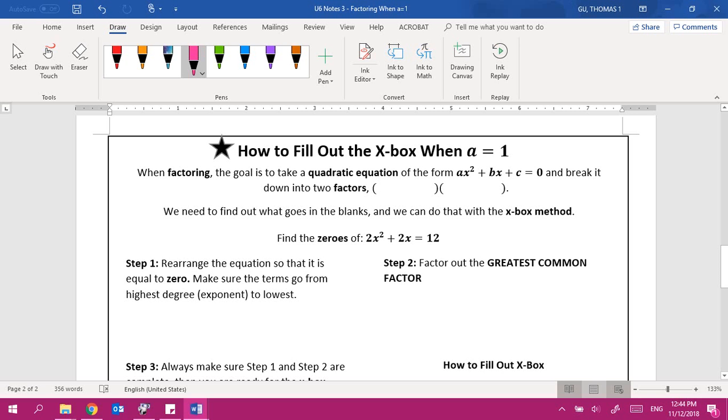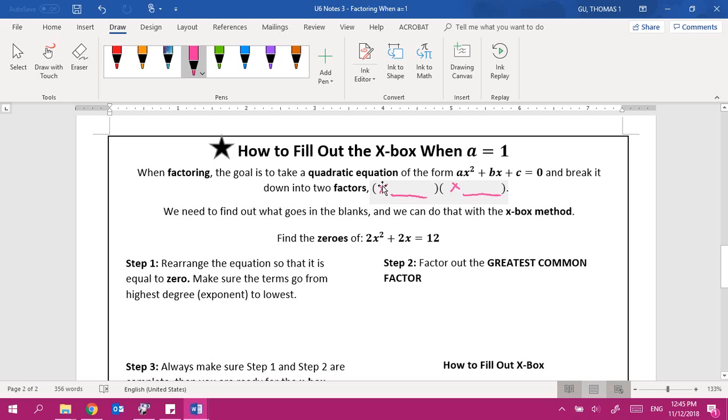Notice how the notes say when a is 1. This only works when a is 1. But when a is 1, you know you're going to have x at the beginning of each parentheses. You just don't know what goes in the blank after the x. A lot of us struggle with factoring. So let's take a look at an example and see how we can use the x box method. This method is actually pretty crazy.